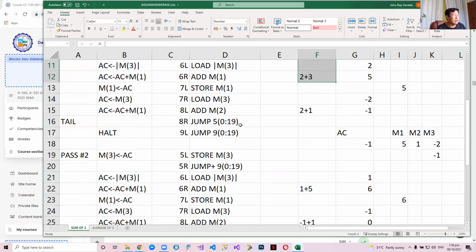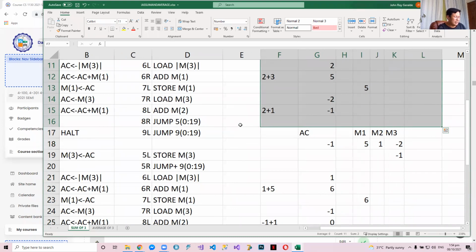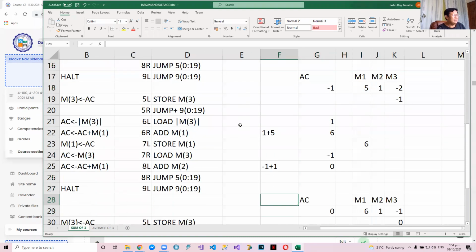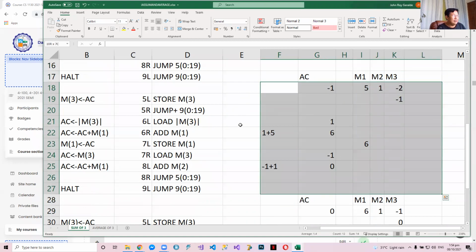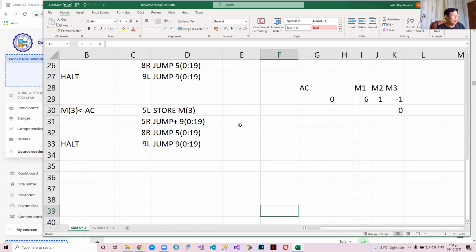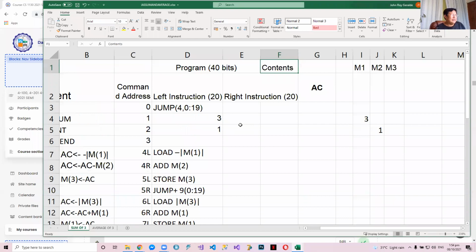I will not erase the headers, okay? Be careful not to erase the headers. I've repeated the headers myself so that we can easily track them, okay? So we have the same thing, no?